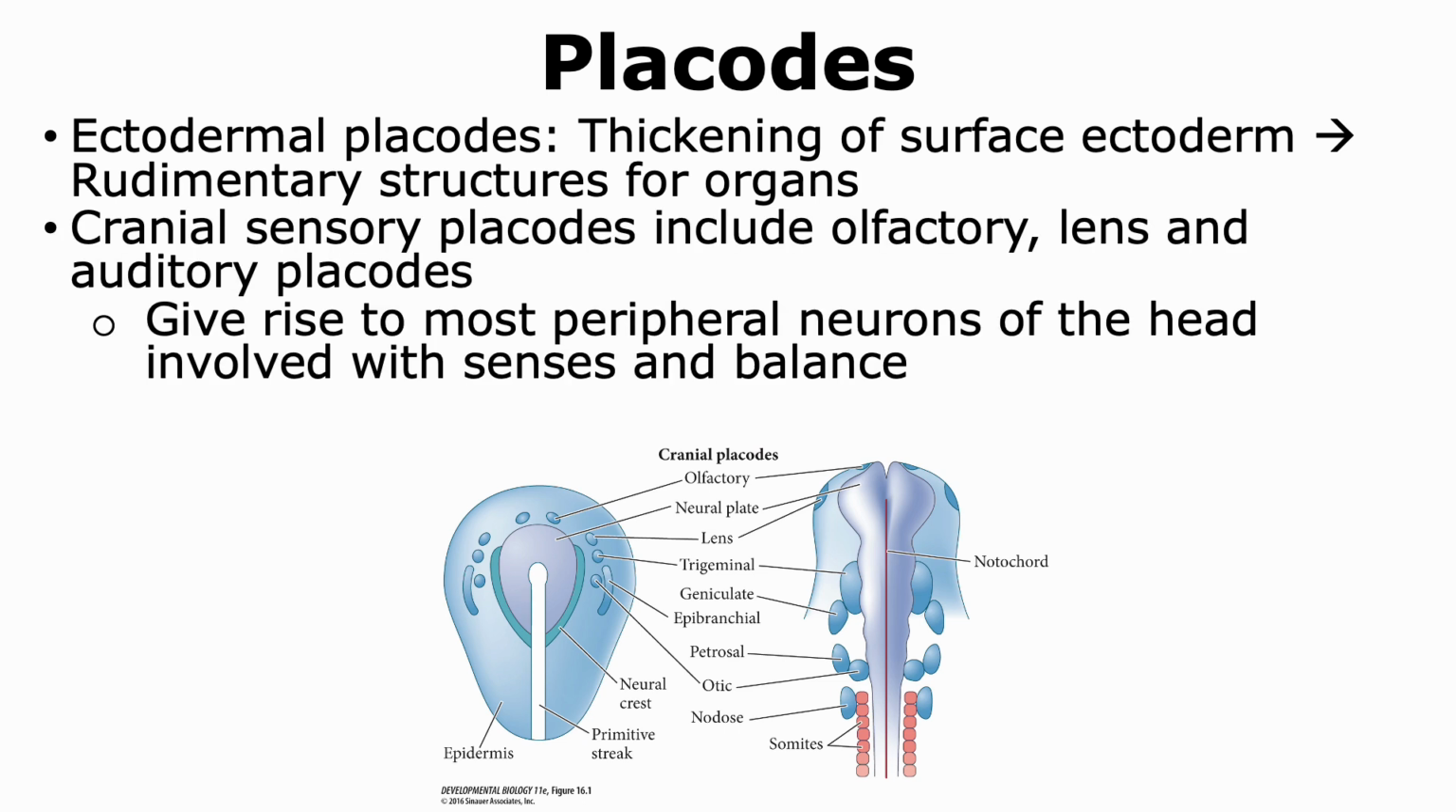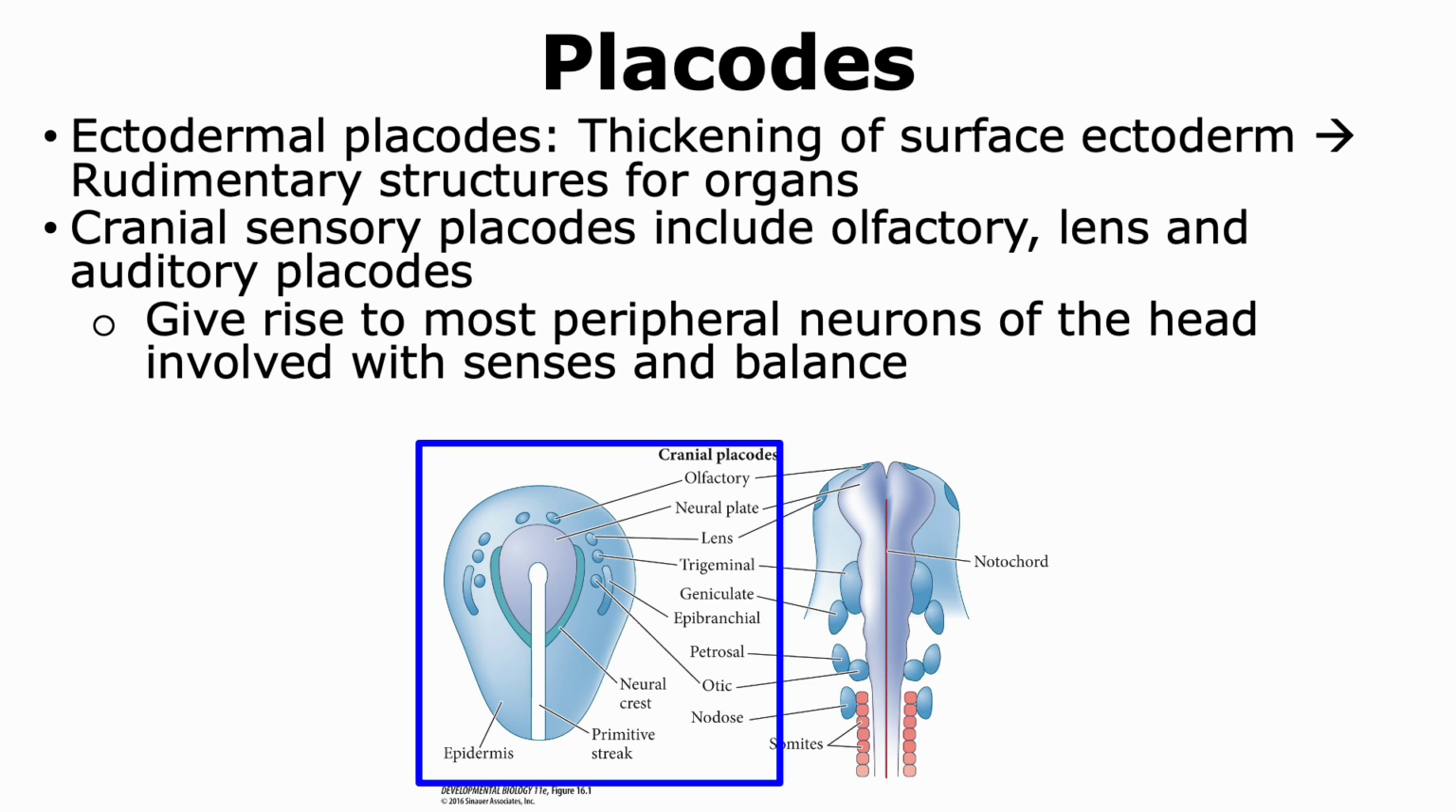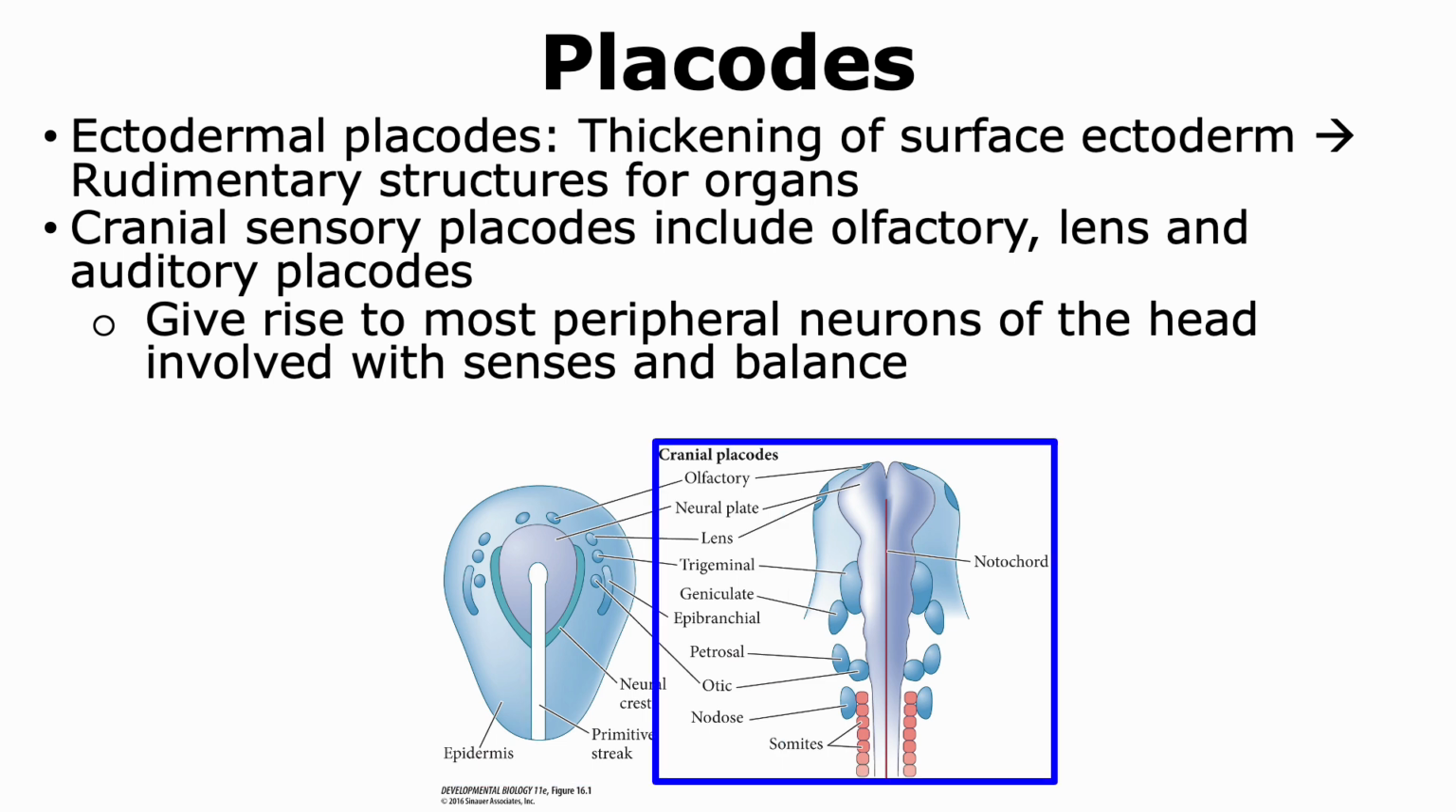The cranial sensory placodes include the olfactory, lens, and auditory placodes, and they give rise to the most peripheral neurons of the head that are involved with senses and balance. If you look at the picture in the blue box, here we can see where the cranial placodes are during very early development. During later development, we can now see the actual locations of these cranial sensory placodes.